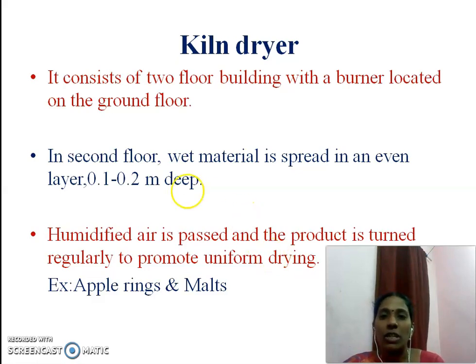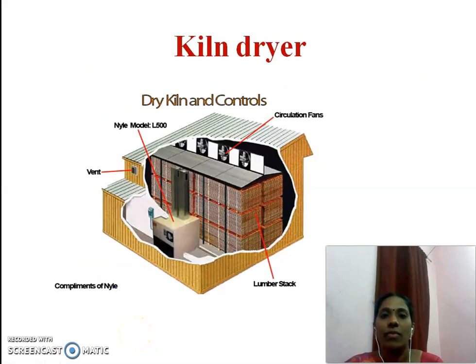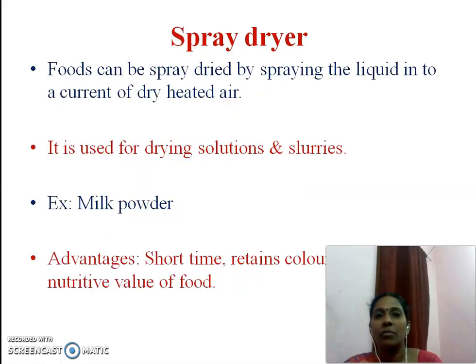For example, apple rings and apple cuts can be dried using this kiln dryer, and we can also go for malt preparation using this kiln dryer. In this you can see a two-floor building, the burner is on the ground floor, and the material is placed on the next floor. This is the kiln dryer.